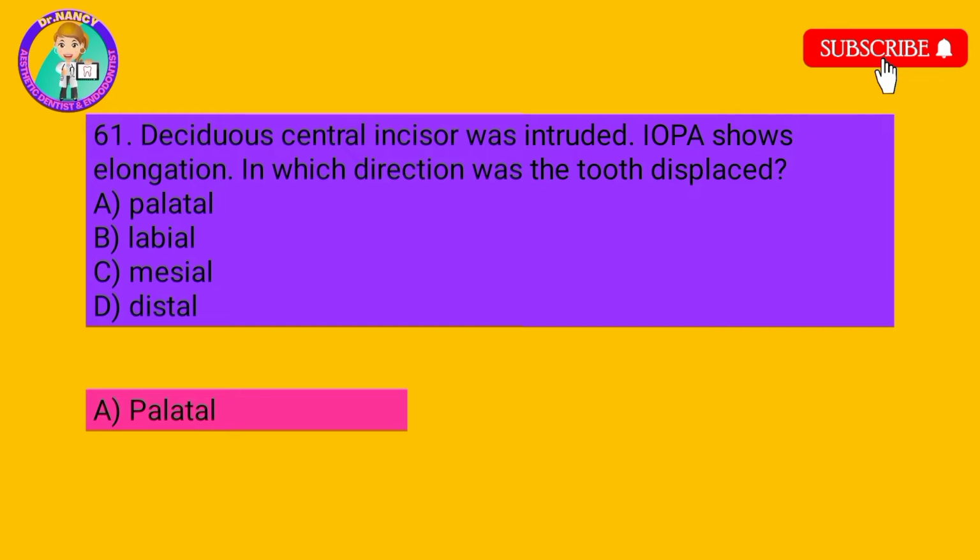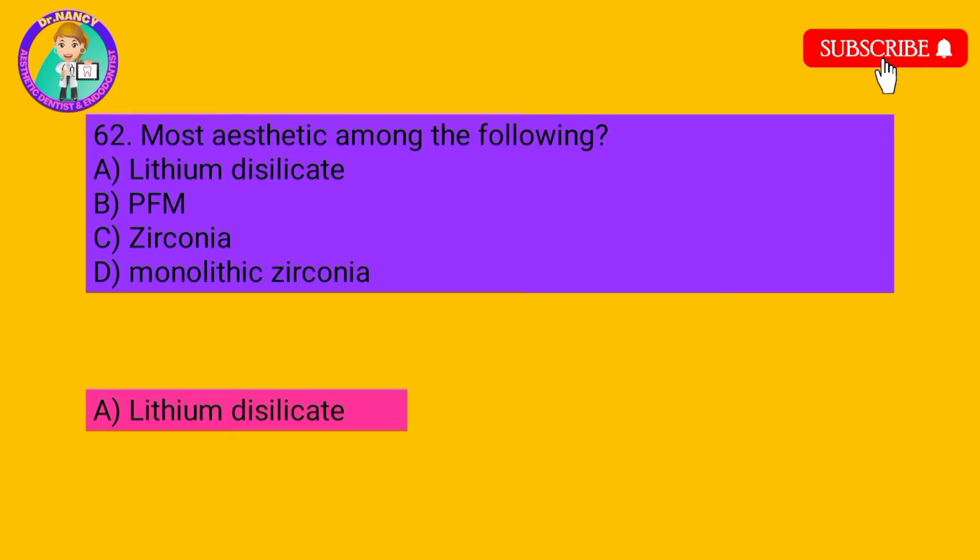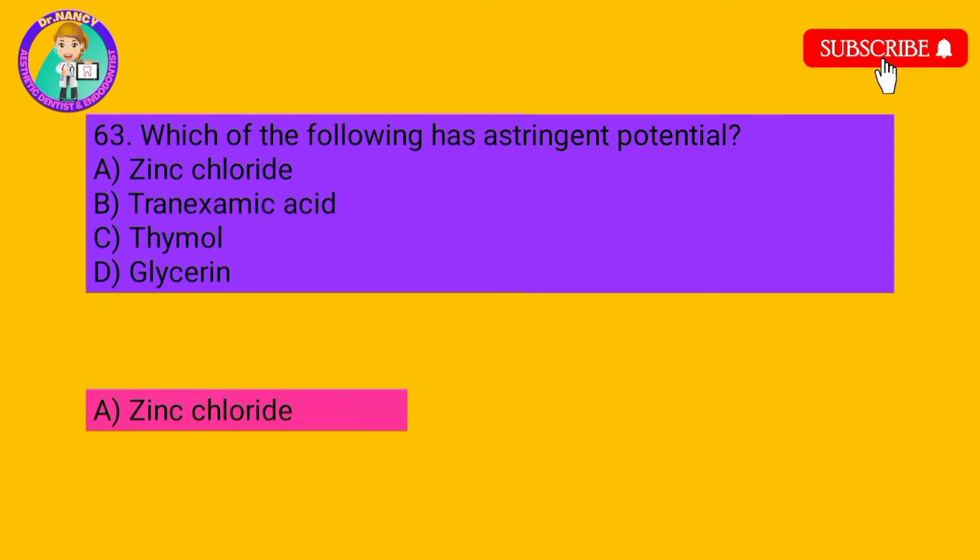Answer is palatal. Most aesthetic among the following: lithium disilicate, PFM, zirconia, monolithic zirconia. Answer: lithium disilicate. Which of the following has astringent potential? Zinc chloride, tranexamic acid, thymol, glycerin.